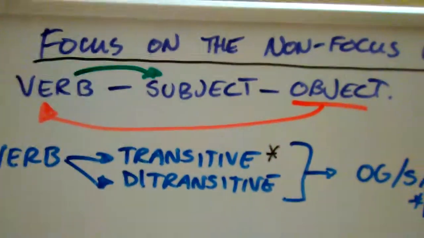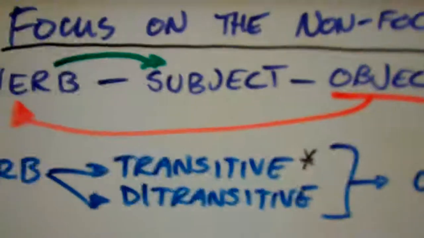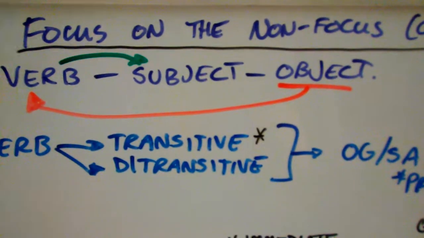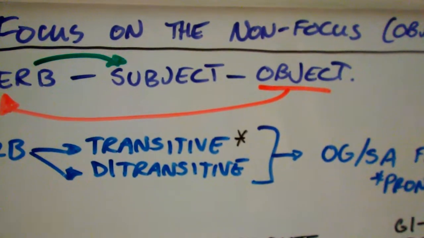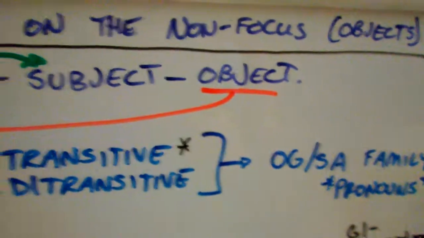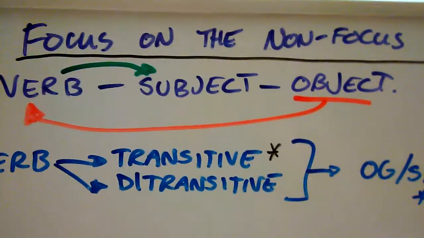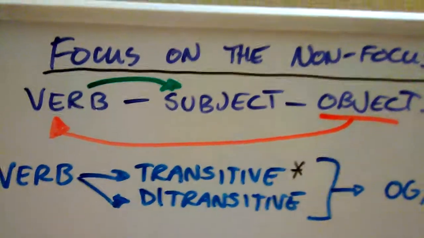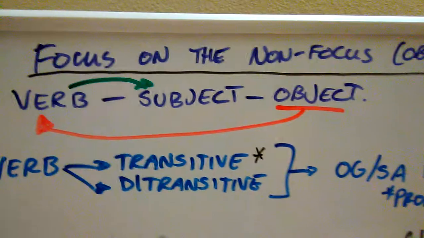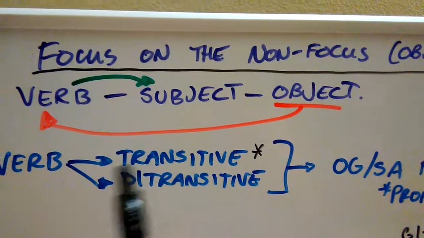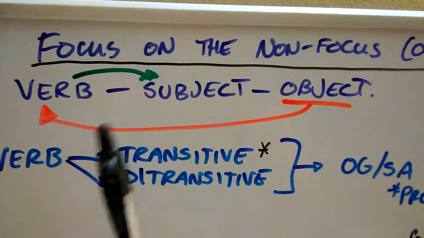Okay, let's move on to this next area with the non-focuses, right? So call this the focus on the non-focus, because we're focusing on the objects. So the focus is on the non-focuses, which are the objects in the sentence. And just to recap, in our verb-subject-object order, the syntax, right?